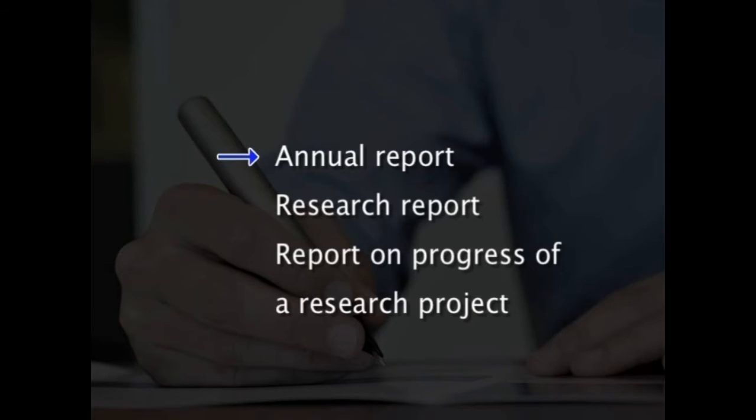Generally, the reports we see or find in books, in newspapers, in any other sources as such, are very long and very formal. They are all in the manuscript format. These reports are divided into sections and subsections, each with a clear heading. These headings and subheadings are organized in a logical sequence. For example, annual report, research report, report on progress of a research project, etc.